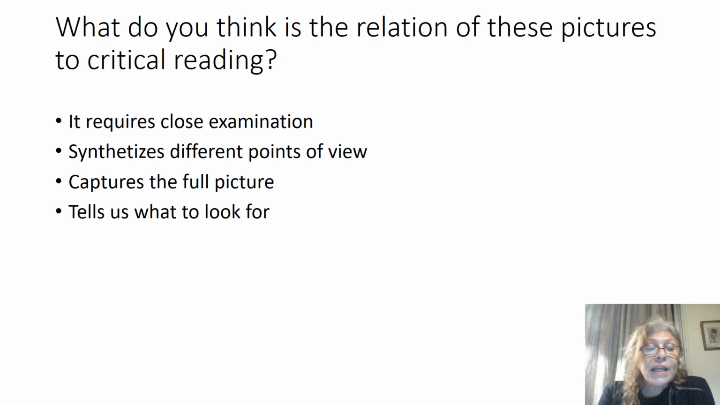Number two, it synthesizes different points of view. That is, in each of these pictures, there are several points of view. However, we as viewers, when we look at the picture, our job is to put all of those different points of view together. Number three, it captures the full picture. It tells us what to look for.